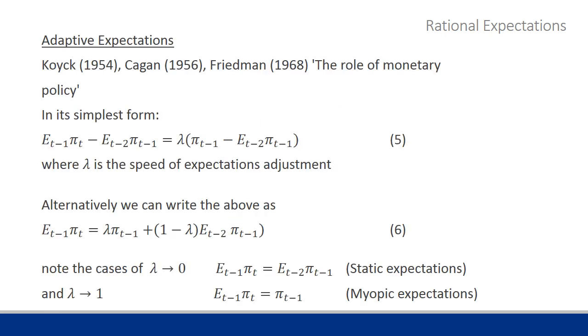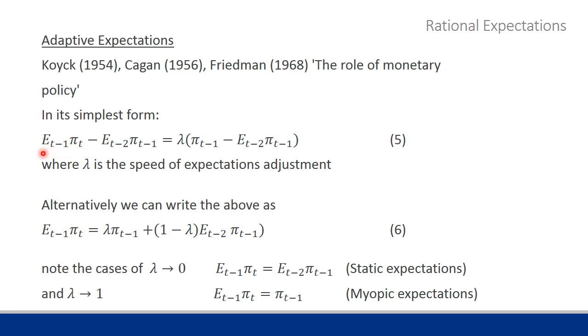So let's go into detail about adaptive expectations and rational expectations. First, adaptive expectations. We know they were introduced by Cooke in 1954 into finance, then through Cagan into economics in 1956, and Friedman used them in 1968 in a paper called The Role of Monetary Policy, which outlined the natural rate hypothesis. We can write a form of adaptive expectations as we have in equation 5.